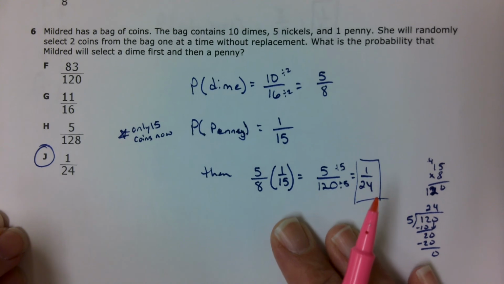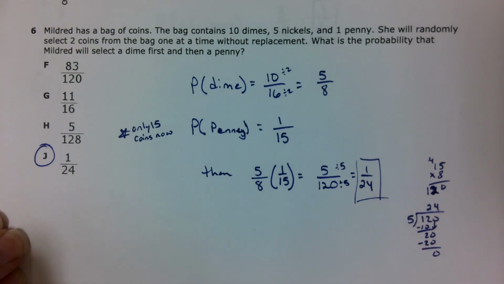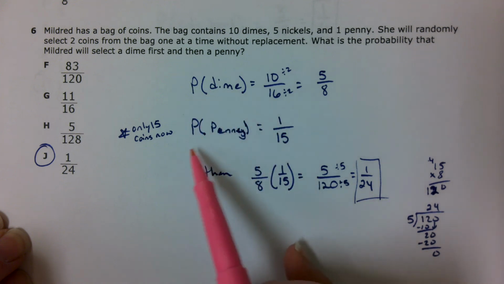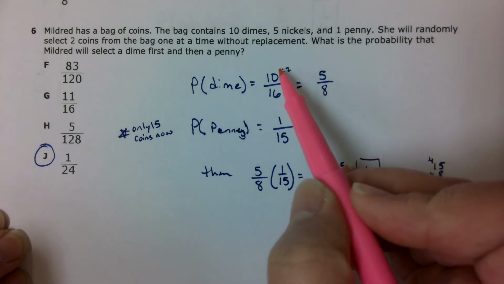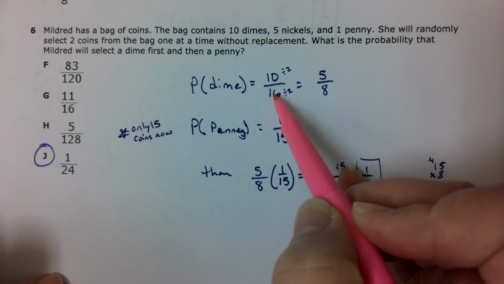Number 6, Mildred has a bag of coins. The bag contains 10 dimes, 5 nickels, and 1 penny. She will randomly select 2 coins from the bag, one at a time without replacement. What is the probability that Mildred will select a dime first and then a penny? So we have the probability of dime and the probability of penny. So I have 10 dimes out of 16 coins.